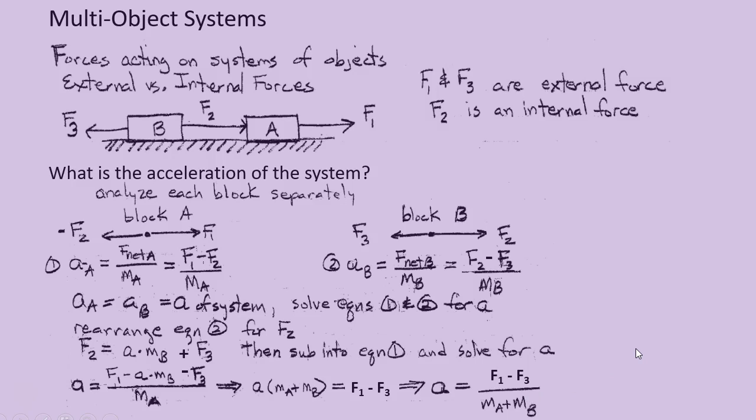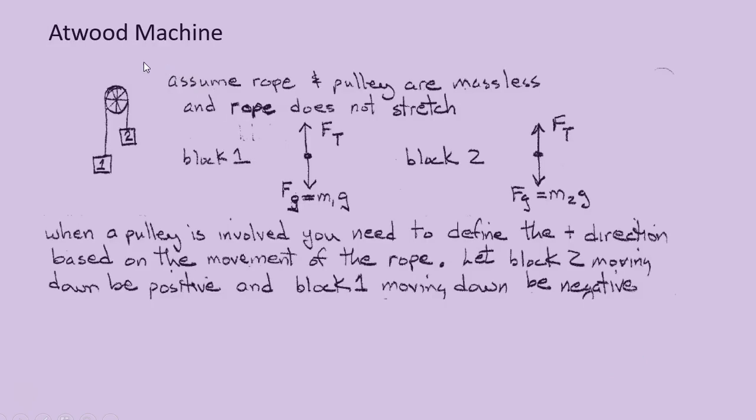Let's move on to another system. Let's look at the Atwood machine. So we have the original Atwood machine with a pulley, a rope attaching two masses at opposite ends. We're going to assume the rope and pulley are massless and the rope does not stretch.